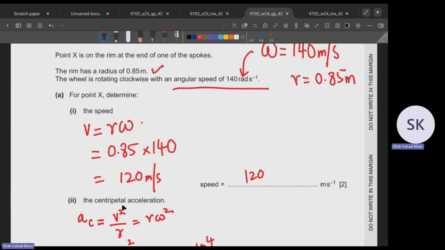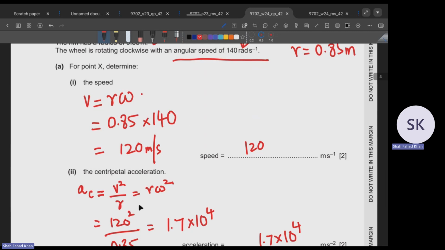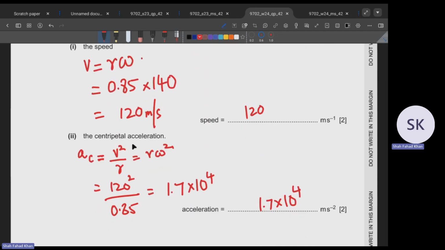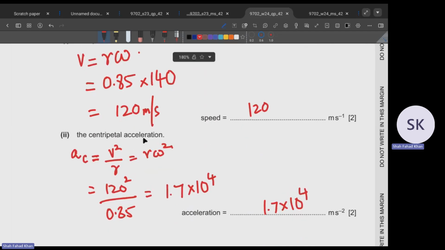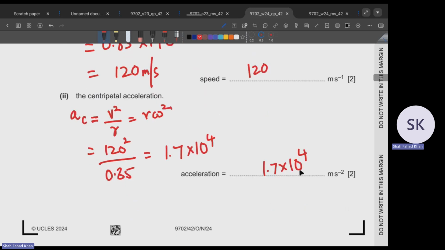The next part says find the centripetal acceleration. To find it, we need to use the formula for centripetal acceleration. There are two formulas in circular motion. The first is v squared over r, and the second is r omega squared. You can use any one of them because now you have v as well as omega. I've used v squared over r, with the answer from the previous part, and there you go: 1.7 times 10 to the power of 4.